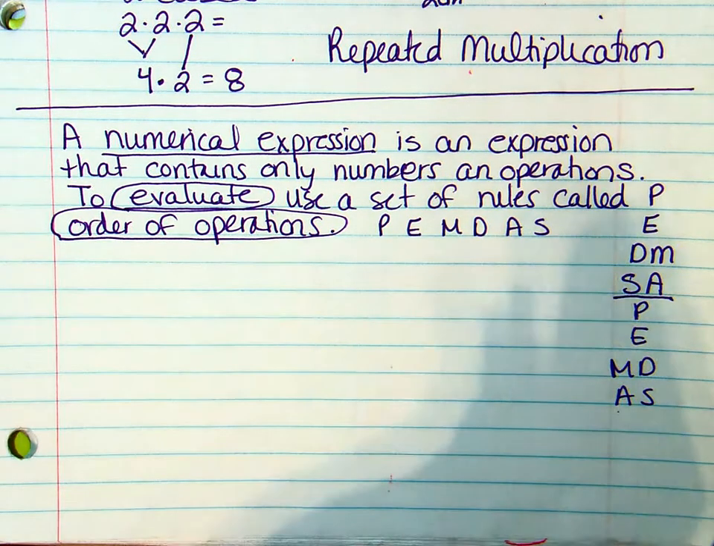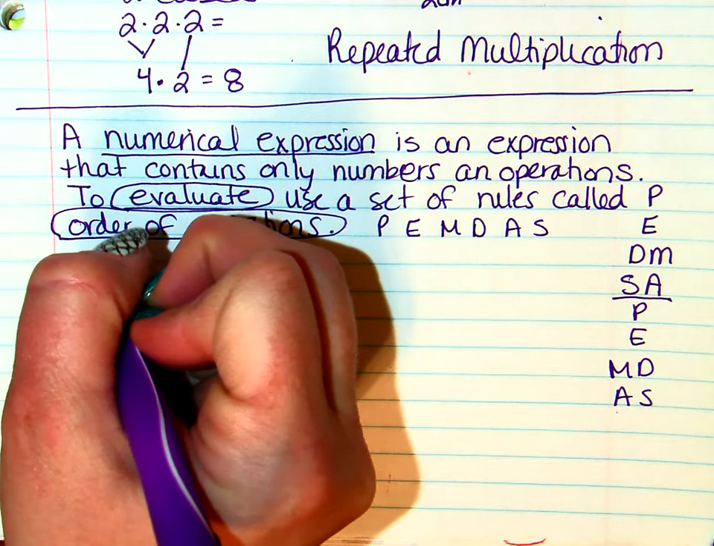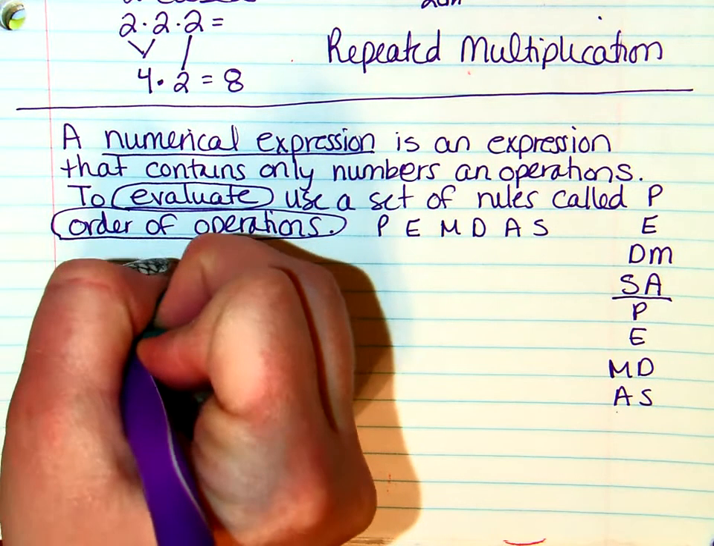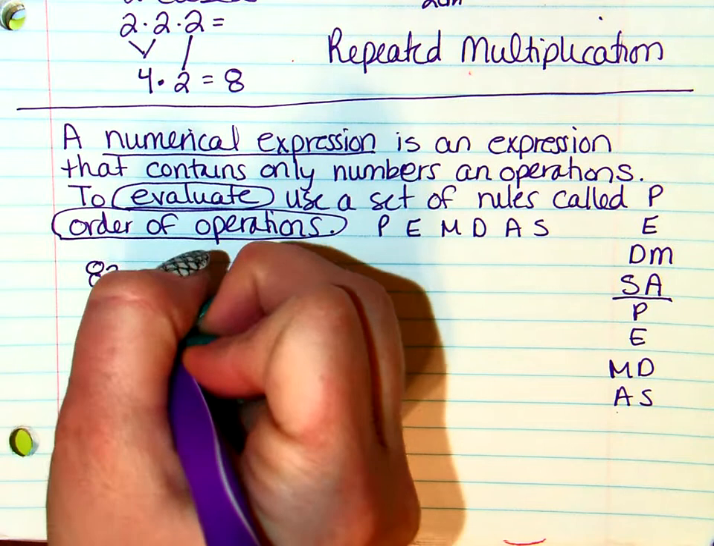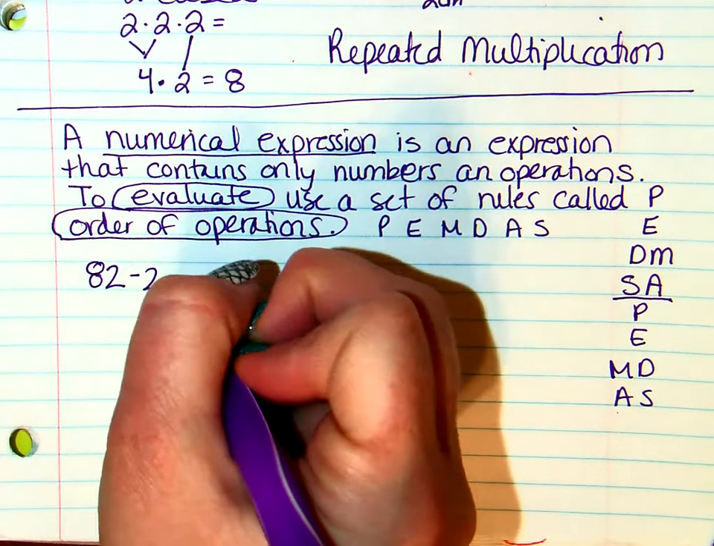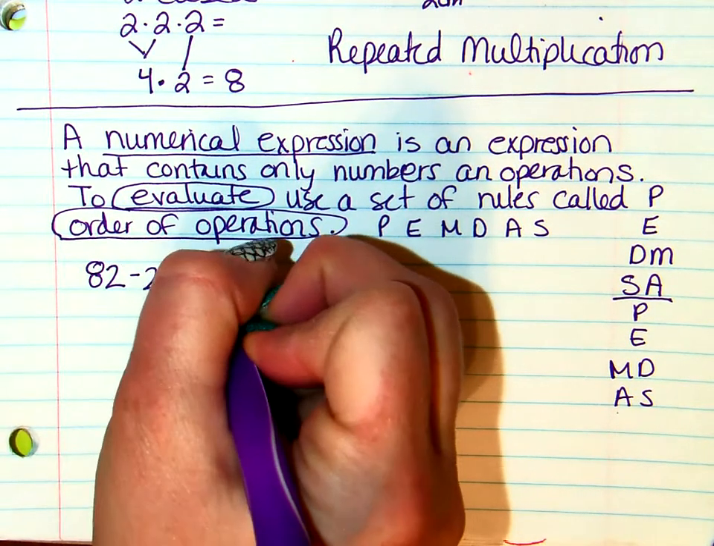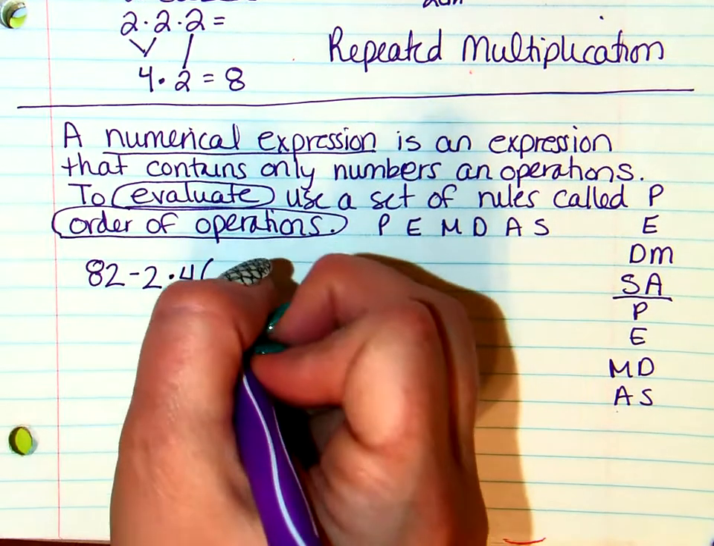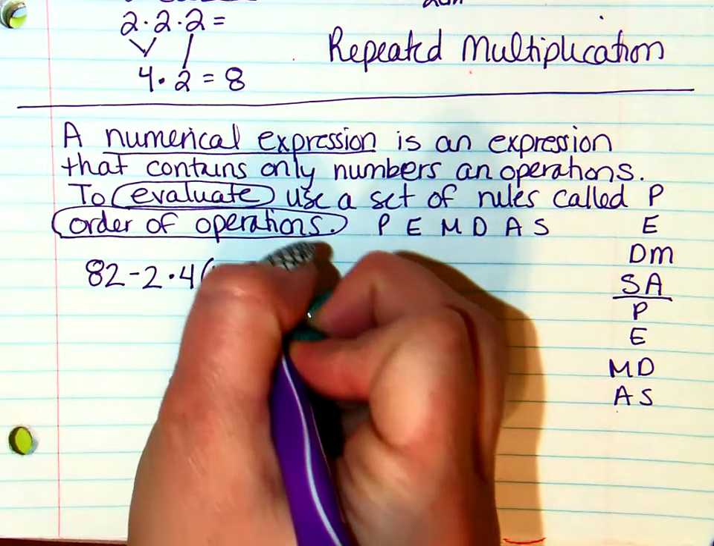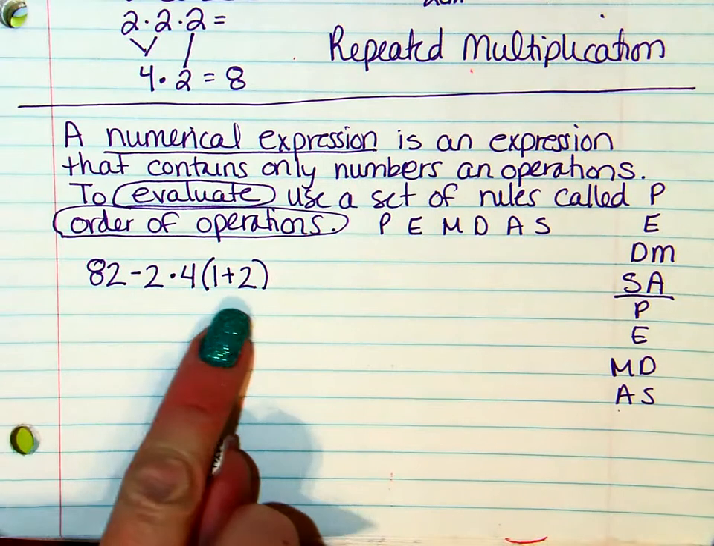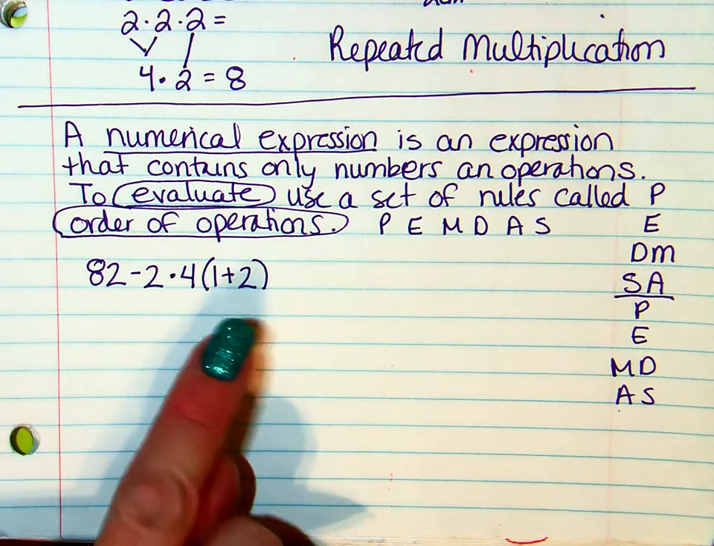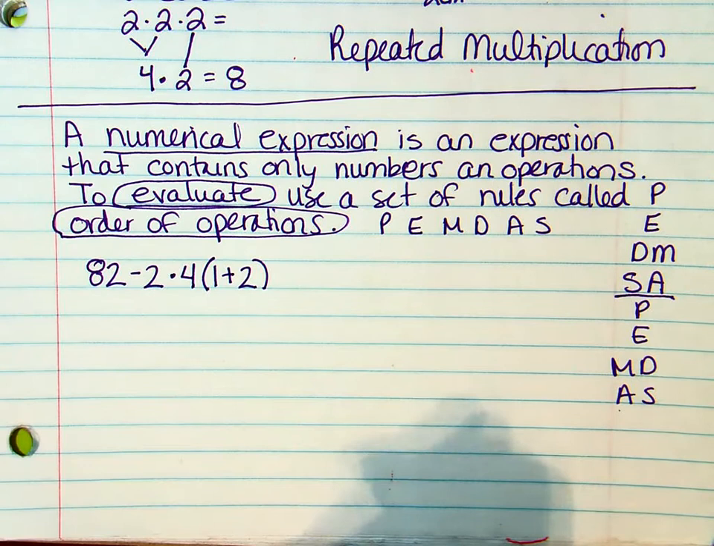All right, so let's do a problem. Let's take 82 minus 2 times 4 times the quantity 1 plus 2. Notice that I said the quantity of. Whenever you put something in parentheses, you use the quantity of, okay?